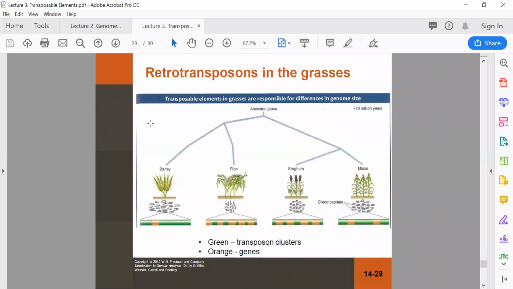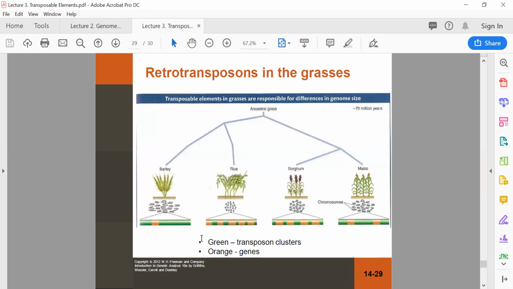All right, so let's look at these grasses here, which are all thought to have evolved from an ancestral grass, a common ancestor about 70 million years ago. Barley, rice, sorghum and maize. And in that time, they've all accumulated transposable elements at different levels. So let's check out the large transposon clusters, which are in green.